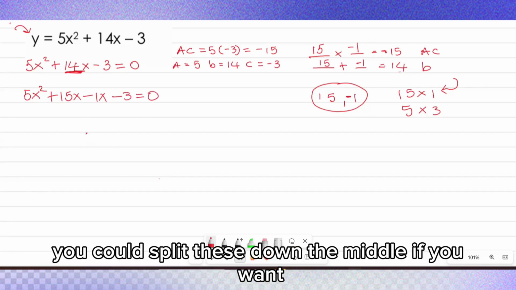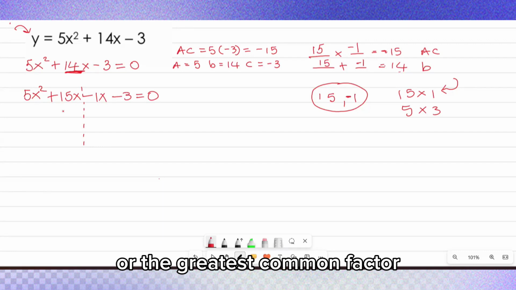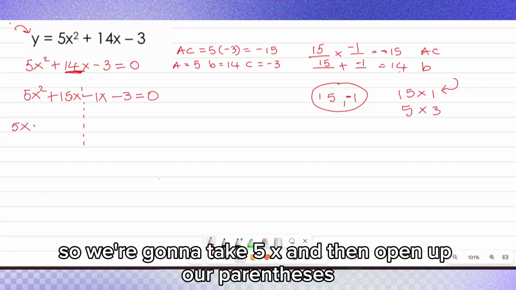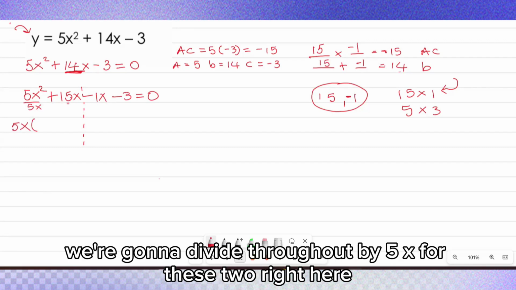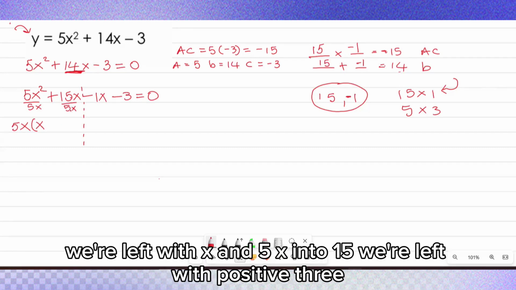At this time, you could split these down the middle if you want. Then we're going to factorize each by the greatest common factor. For example, we are seeing where 5x could work here. So we're going to take 5x and then open a parentheses. We're going to divide throughout by 5x for these two right here. So 5x into 5x squared, we're left with x. And 5x into 15, we're left with +3.